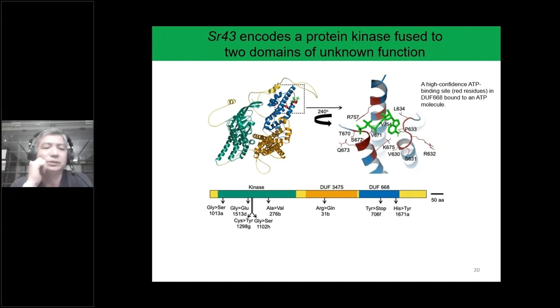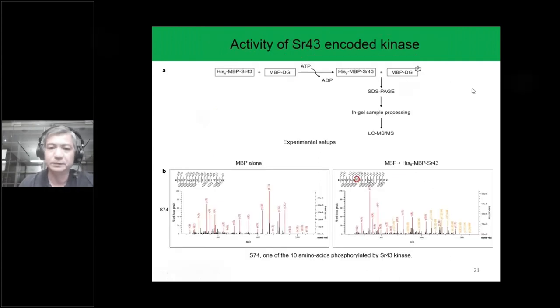In this figure, the kinase domain contains 5 mutations, and DUF3475 and DUF668 also contain 3 mutations, indicating the kinase is crucial for the function, but the DUFs are also required for resistance. Based on a 3D model, we found a high confidence ATP binding site in DUF668, and it's here.